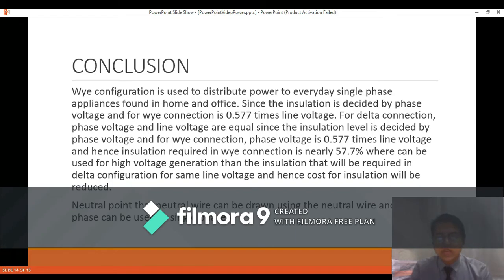Then the insulation that would be required in delta configuration for the same line voltage is higher, and hence the cost of insulation will be reduced with wye. With the neutral point, a neutral wire can be drawn, and any one phase can be used as single phase.